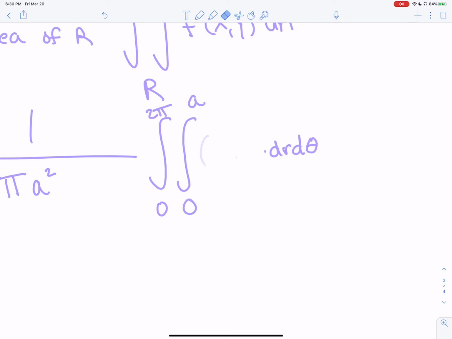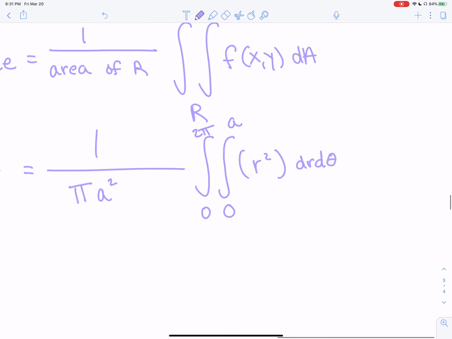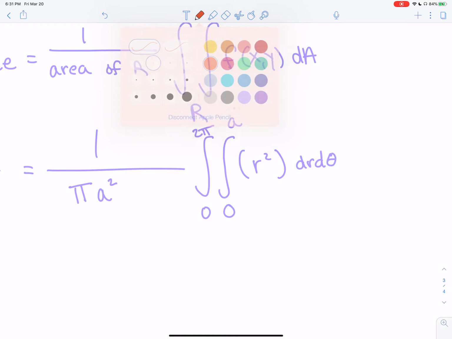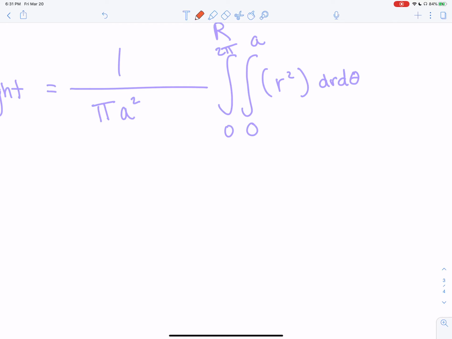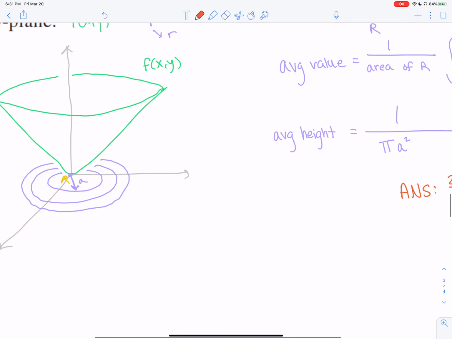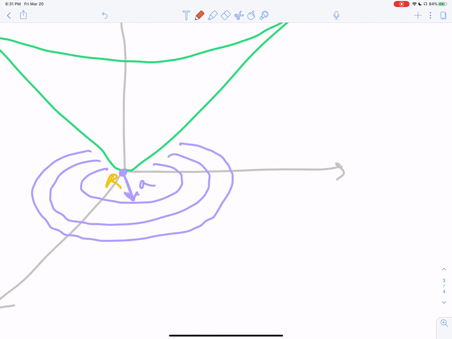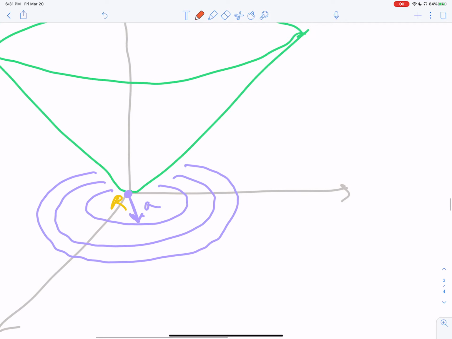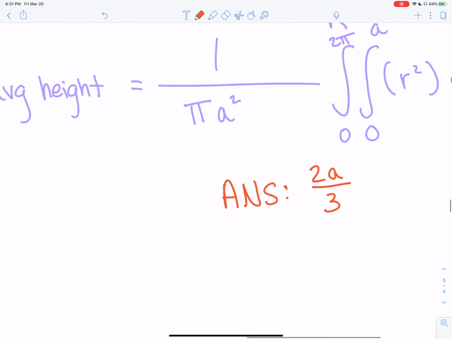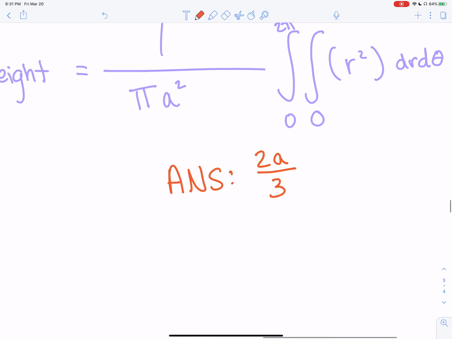Again, we can combine these two r's into 1. This will just become r squared. So you evaluate this integral, divide it by pi a squared. I won't do all the evaluation. I'm sure you can do that on your own, but just to validate your work, the answer you're looking for is 2a over 3. So what this is saying is that for any region of radius a, the average height of the cone above it is exactly equal to 2 times the radius divided by 3. So we have a nice formula for finding what the average height of any cone over any size region is.